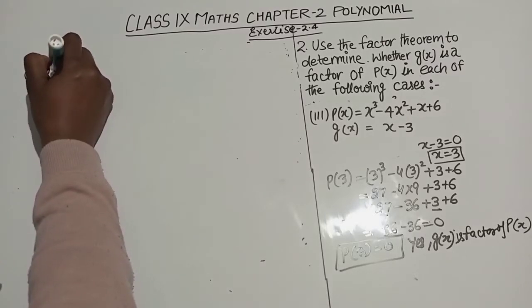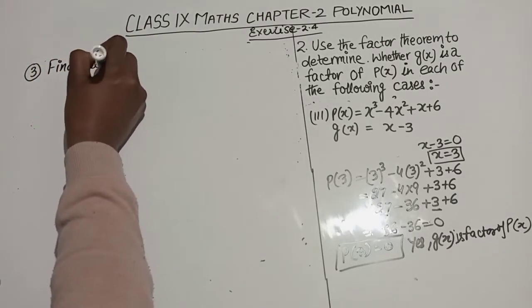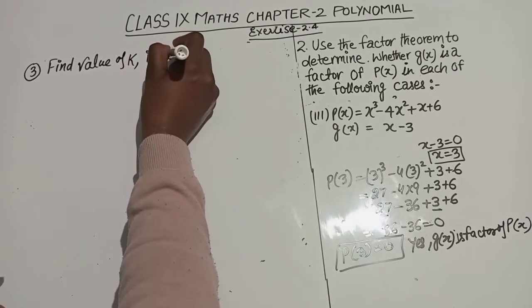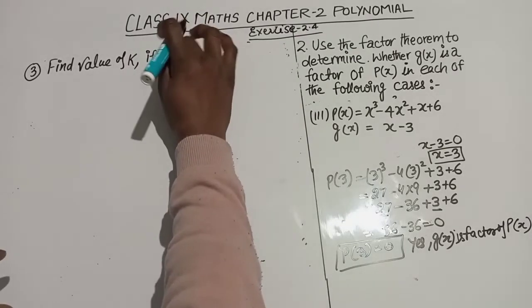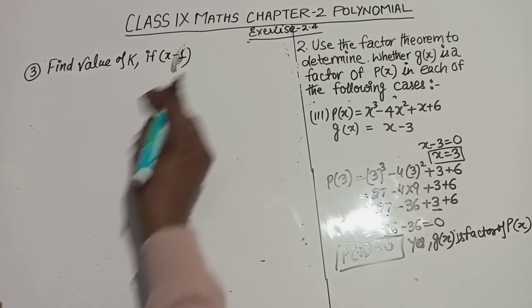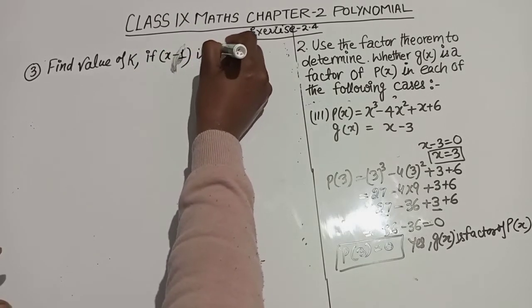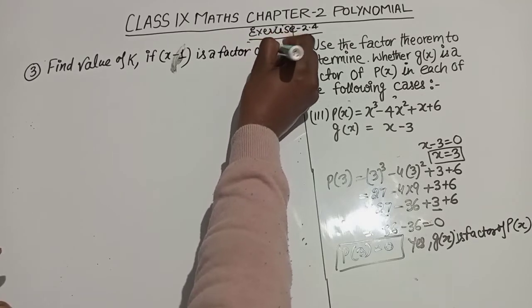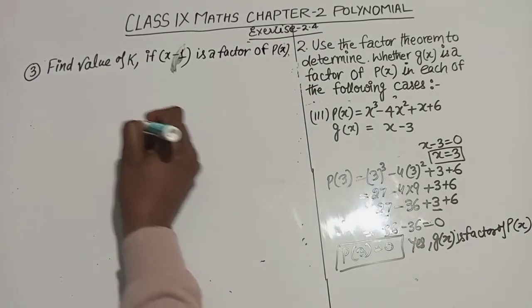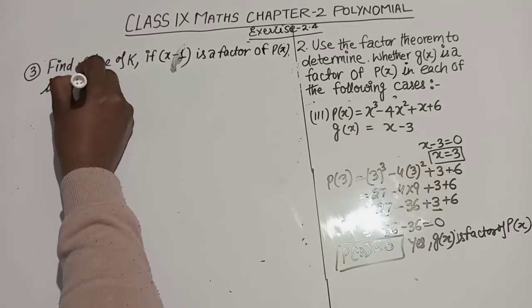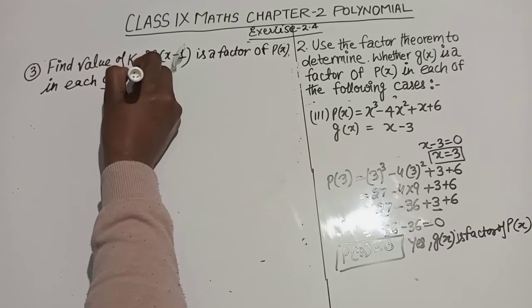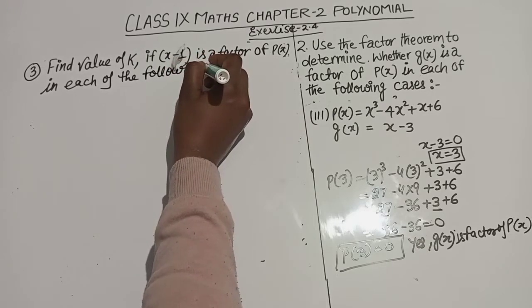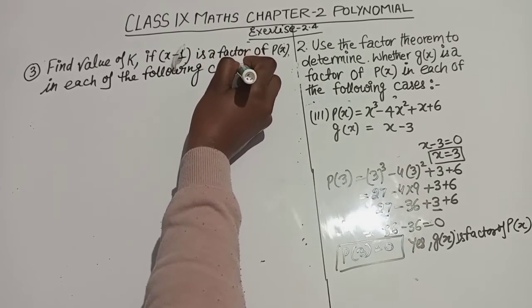Find the value of k if x minus 1 is a factor of px in each of the following cases.